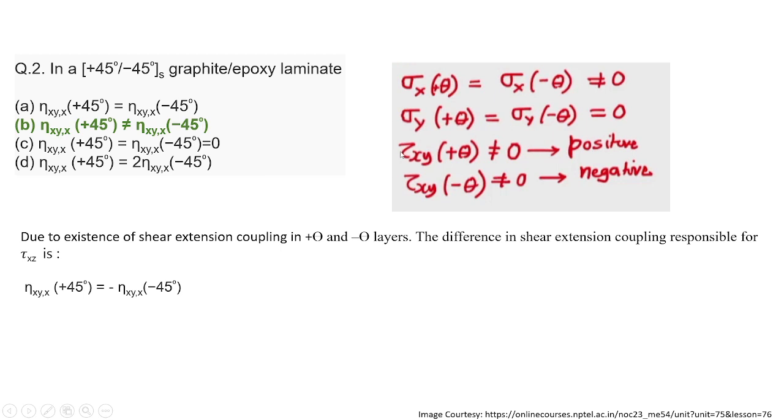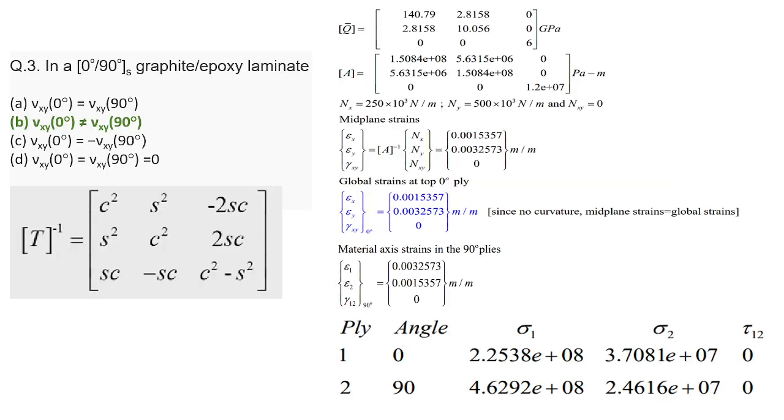So because the shear stress values are opposite and equal to each other, the shear extension coupling matrix will also be equal and opposite in sign. So from that we can get that the shear extension coupling value for the positive 45-degree will be equal and negative of that of minus 45-degree angle. So from the options you can see only the option which defines this condition is the second one, that they are not equal, but their values are equal but opposite in their signs.